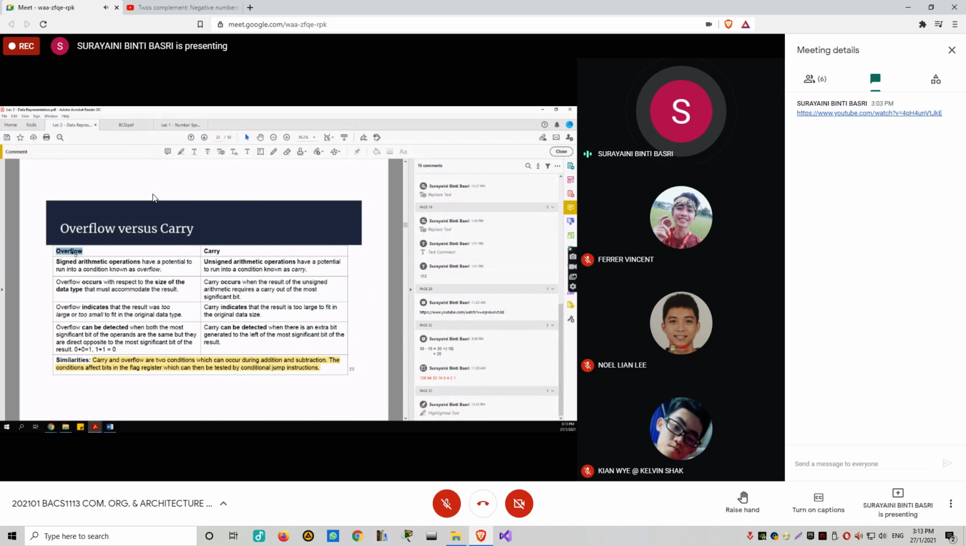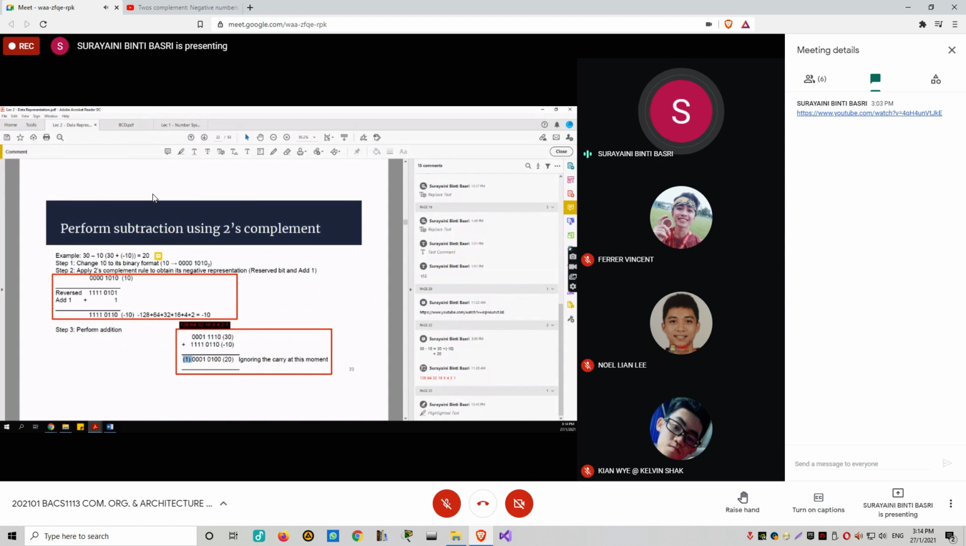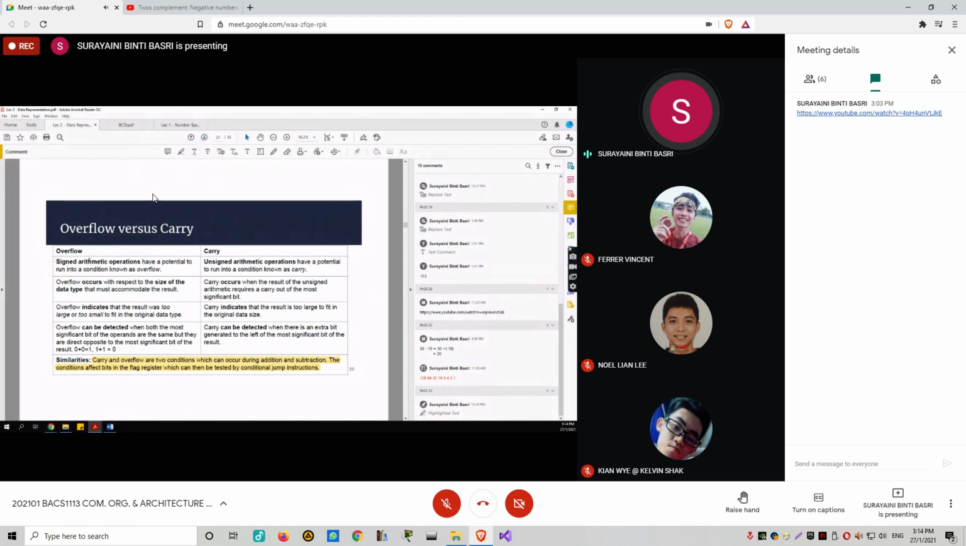Okay, so the overflow will usually happen in signed arithmetic operation. In the signed arithmetic operation, just what happened in this lab, because this is one of the signed arithmetic operations, right? So overflow usually happens in the signed arithmetic operation. So overflow occurs with respect to the size of the data type that must accommodate the result.